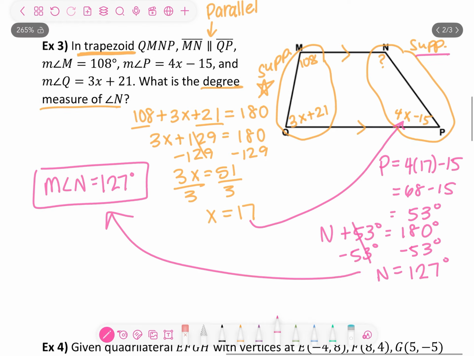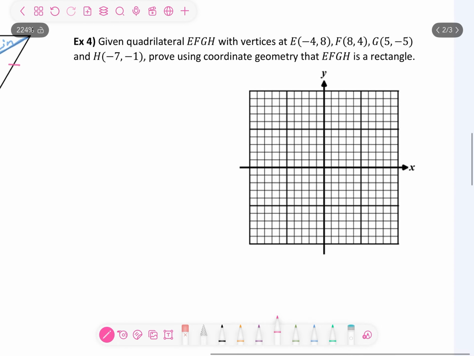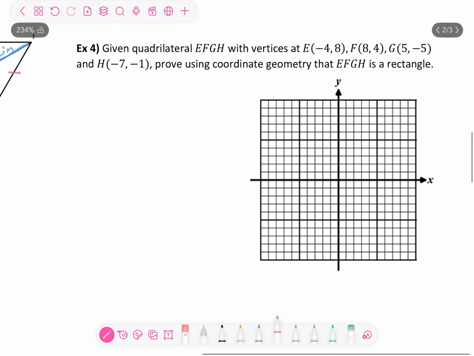All right, perfect. Last but not least, let's look at example 4. So this one's going to be a little bit more complicated. I know this one can be a little bit tricky to think about. It's using coordinate geometry. I'm going to try my best to simplify it as much as possible. So given quadrilateral EFGH with vertices at E, F, G, and H, and it gives you vertices, prove using coordinate geometry that EFGH is a rectangle.